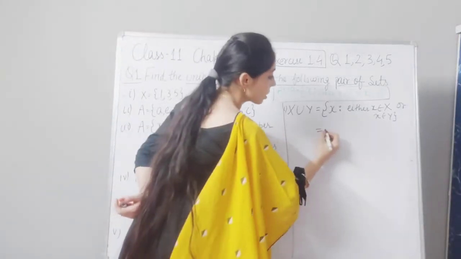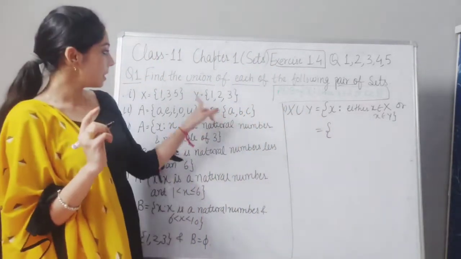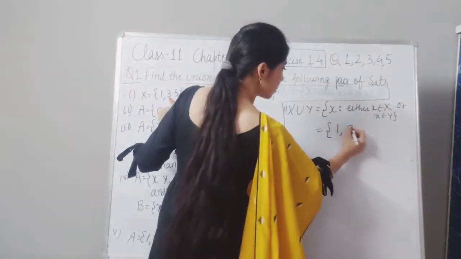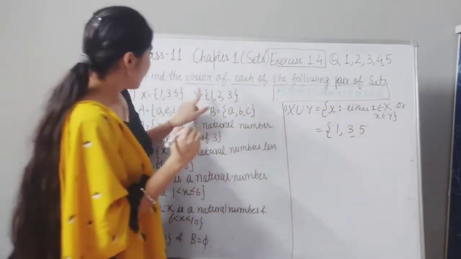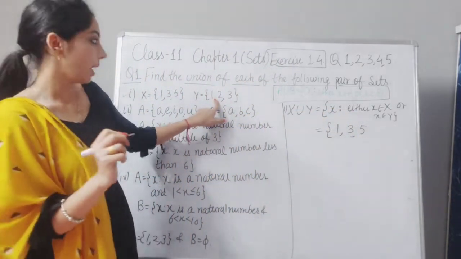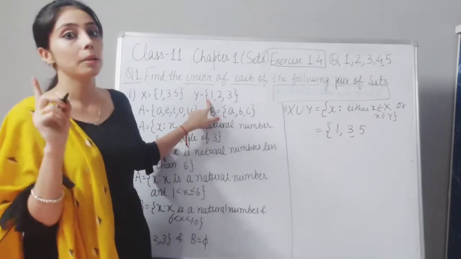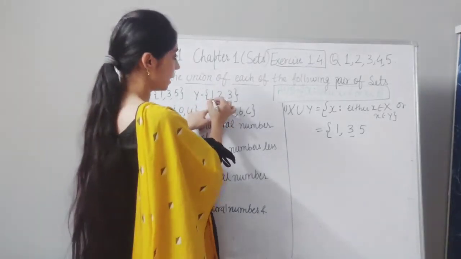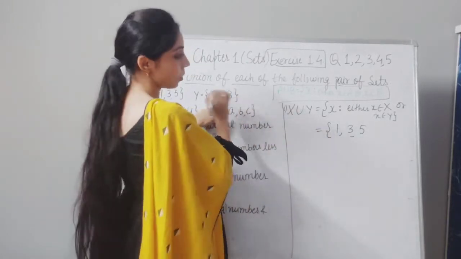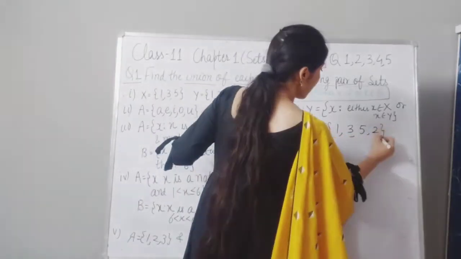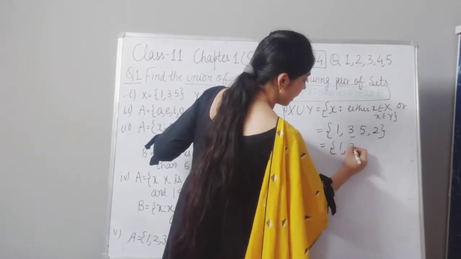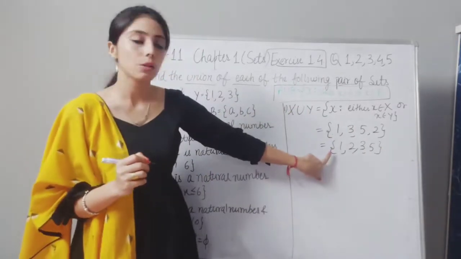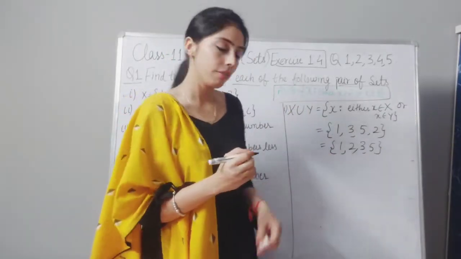Which type of elements does the union contain? This contains all the elements of X, which are 1, 3, 5, and all the elements of Y. But we can't repeat the elements, because in a set we can't repeat any element. So 1 is already here, 3 is already here, we will write 2. By arranging this we can write it like this: X union Y is equal to {1, 2, 3, 5}.